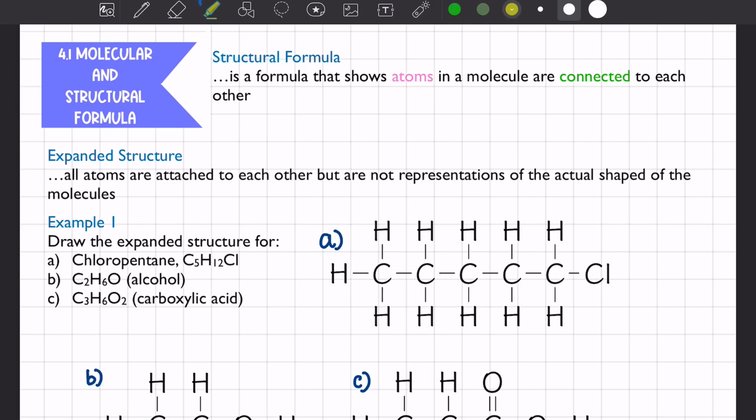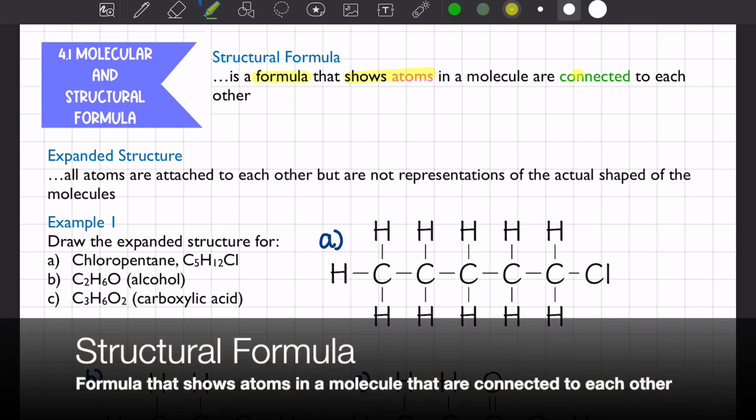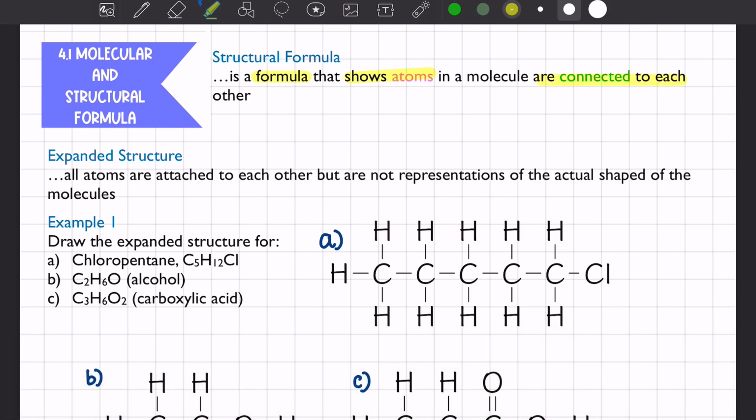So, what is structural formula? Structural formula is a formula that shows atoms in a molecule that are connected to each other. Okay, that's the definition of structural formula. So basically, structural formula adalah formula yang menunjukkan bagaimana atom disusun di dalam molekul.